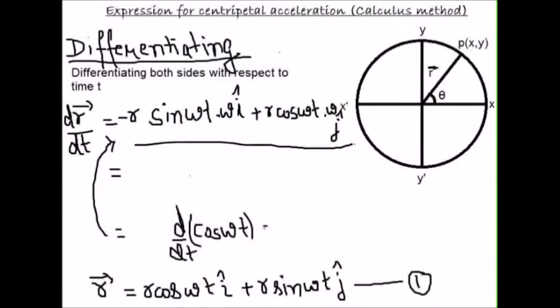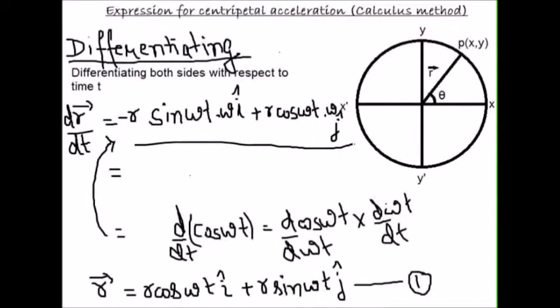Let's see how we get this now. d by dt of cos omega t equals d by d omega of cos omega t into d omega by dt of t, using the chain rule. Similarly for d by dt of sin omega t.